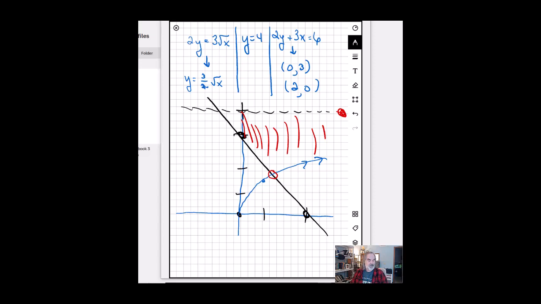Okay, so what are the limits of integration that we want to use for this problem? Well, it depends whether we're going to integrate with respect to x or with respect to y. Okay, so let's compare and contrast those two options. We are the calculus ant.